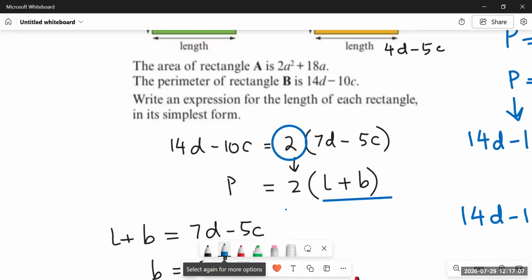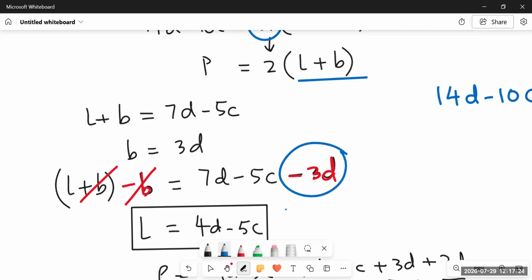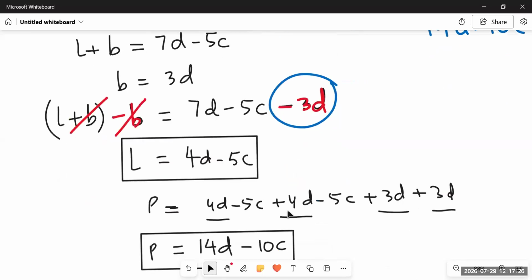And then what next is, if the length is given, subtract the length from the given expression inside the bracket. If the breadth is given, subtract the breadth from the given expression. That's what we did over here. After getting 7D minus 5C, we subtracted the given breadth, that is 3D, and we got 4D minus 5C, which was the second dimension. And that's all. So here we have completed all the questions of exercise 2.4.